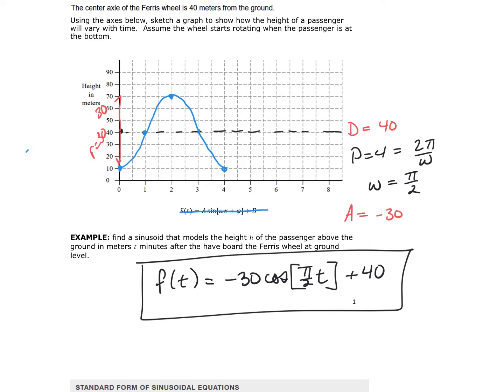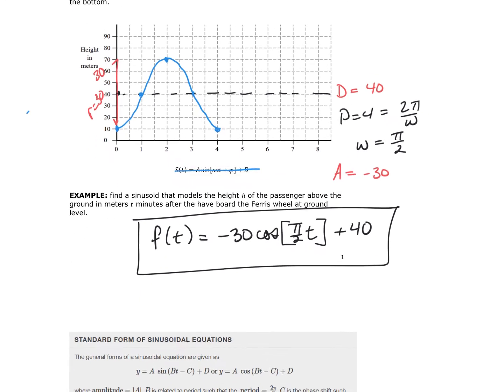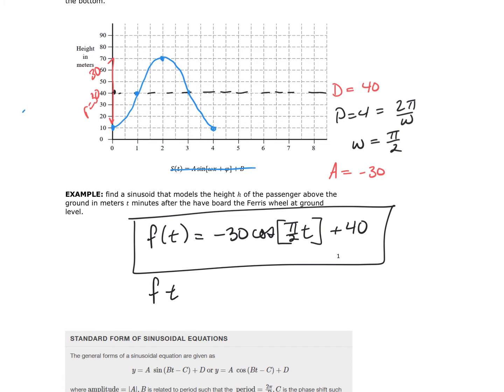Could I have used sine? Yes, this is what it looked like if I used sine. So f of t is equal to. My sine wave would start right here and it would end right here. So their platform, obviously, they'd be getting on this at a platform that is 40 feet up. So that's okay too, and if I choose to use a sine wave, I still have an amplitude of 30, but it's positive because I'm going to start at the midline and then go up, and it'll be the sine, because I chose to do sine.